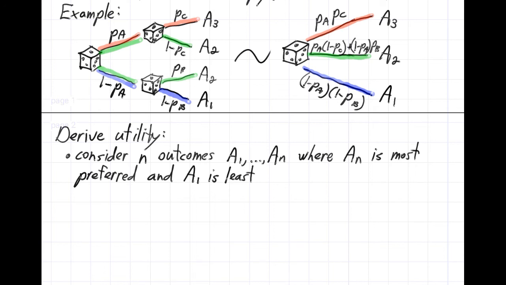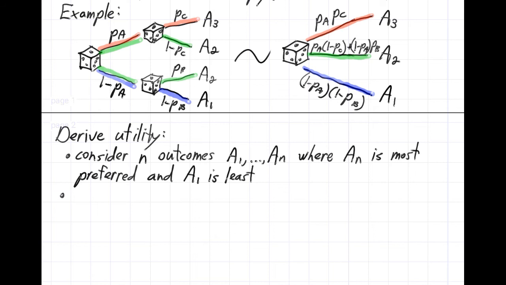We don't put any other constraints on how we prefer A1 to AN. It's just that we need some of them to be better than the others. So they could all be the same except for one of them, or they could all be different, however you like it. But A1 needs to be worse than AN. That's kind of our criteria.